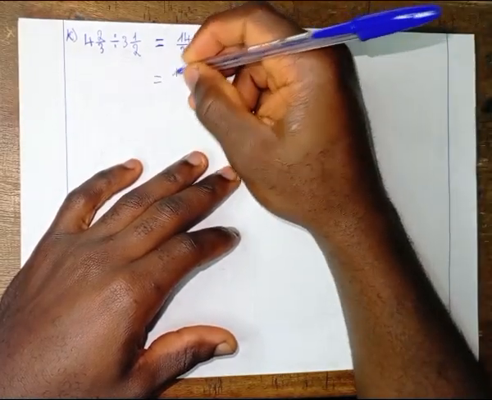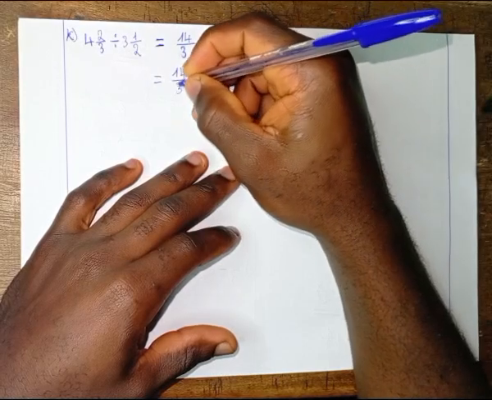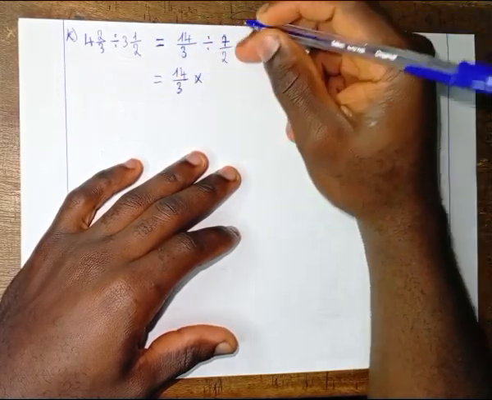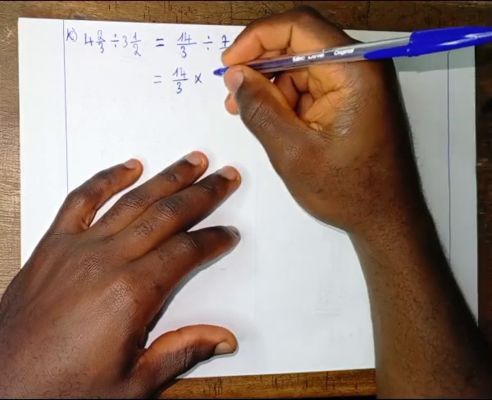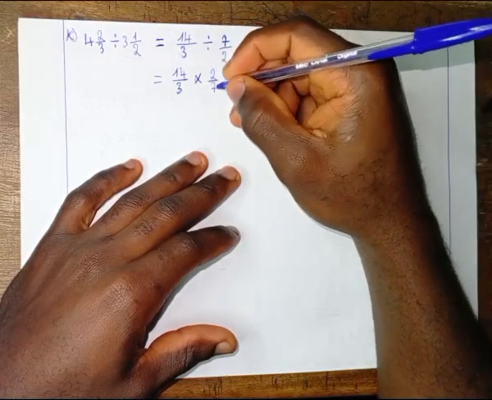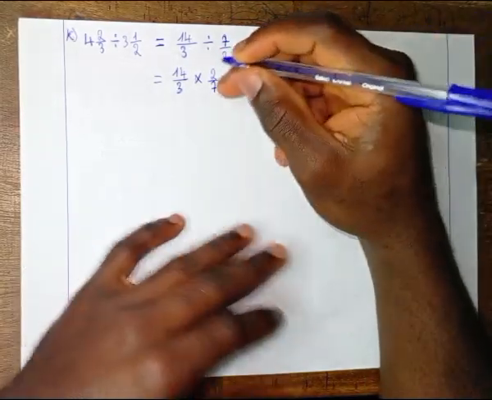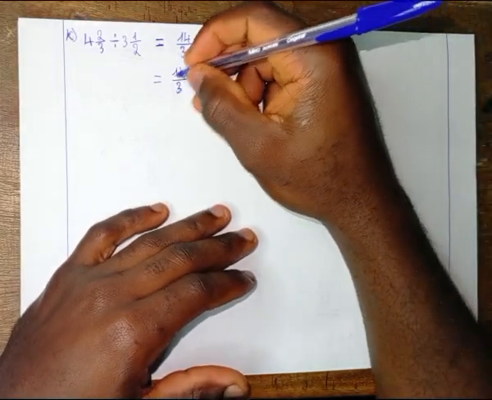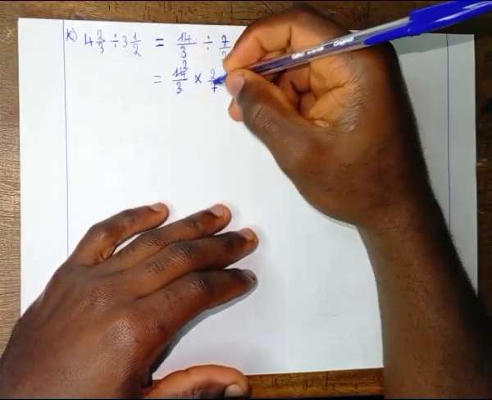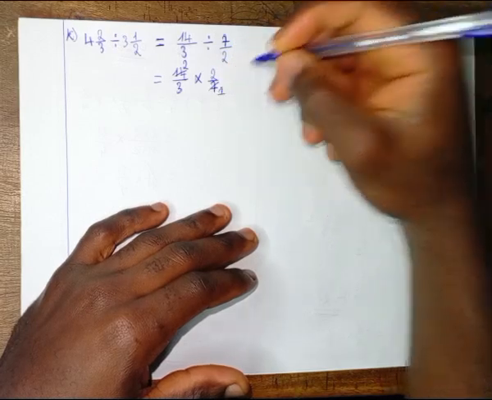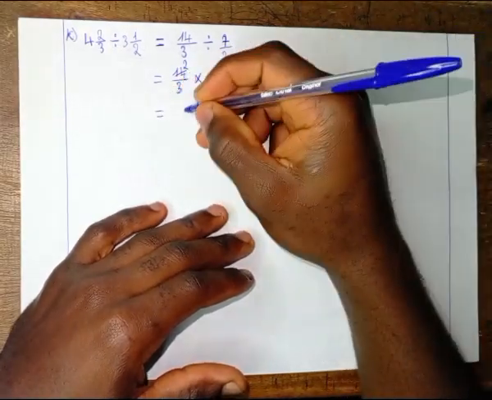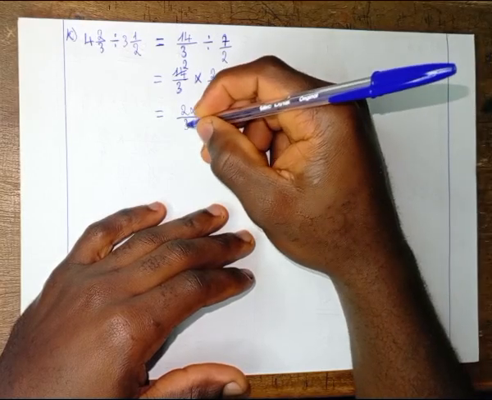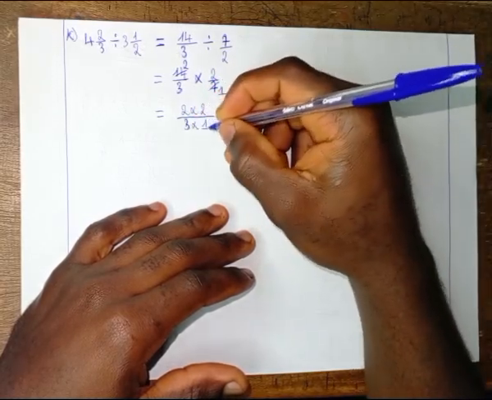So this will simply be equal to 14 over 3. We are going to change this division sign to multiplication. Then we invert the second fraction. 2 goes up, 7 comes down. At this level, we can simplify. We know 7 will go into 14 2 times. 7 will go into 7 1 time. So this will give us 2 times 2 all over 3 times 1.